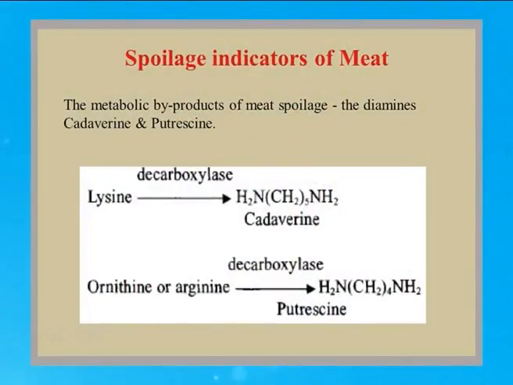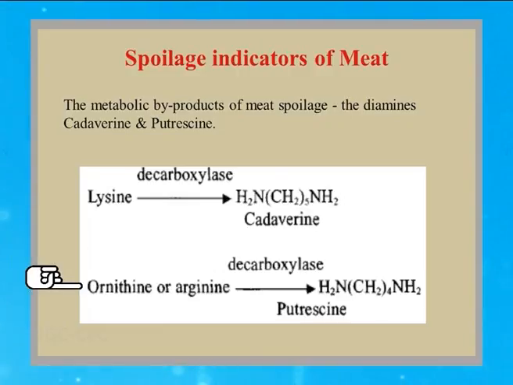The metabolic byproducts which are observed during this spoilage can be different types of diamines, especially cadaverine and putrescine. Now, meat is a very good source of protein along with the free amino acids that are present inside it. Lysine is one such amino acid which undergoes the process of decarboxylation, and as a result of this we have the production of a diamine called cadaverine.